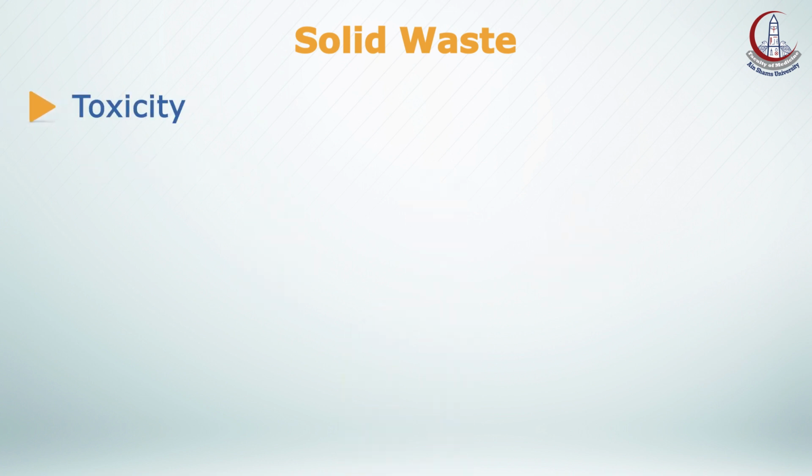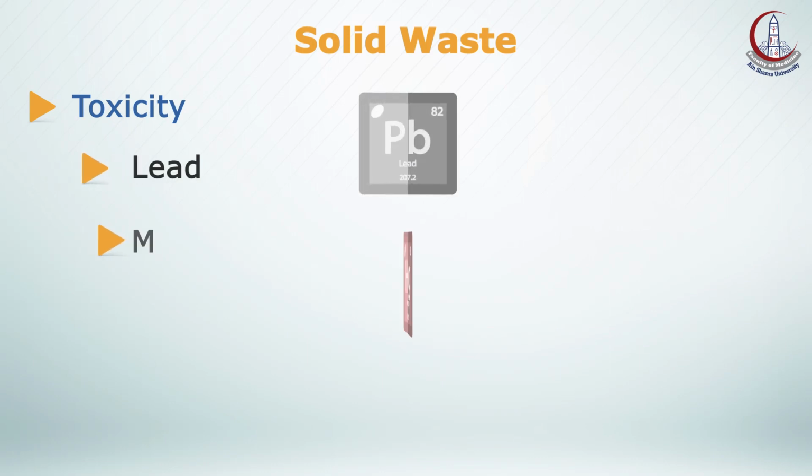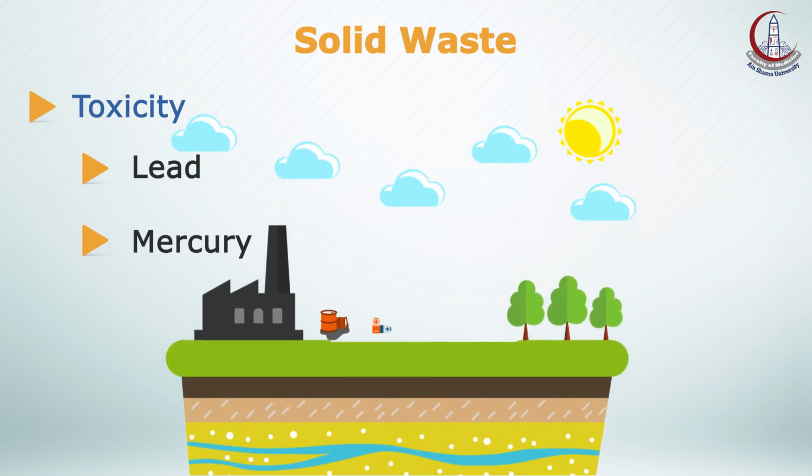Toxic wastes are harmful or fatal when ingested or inhaled. For example, heavy metals such as lead and mercury. When toxic wastes are disposed on land, they can leak through the ground and pollute the groundwater.